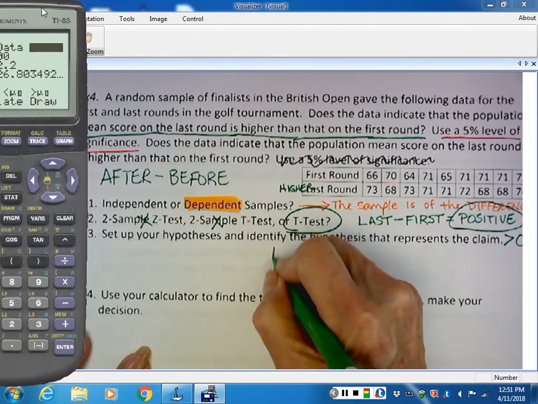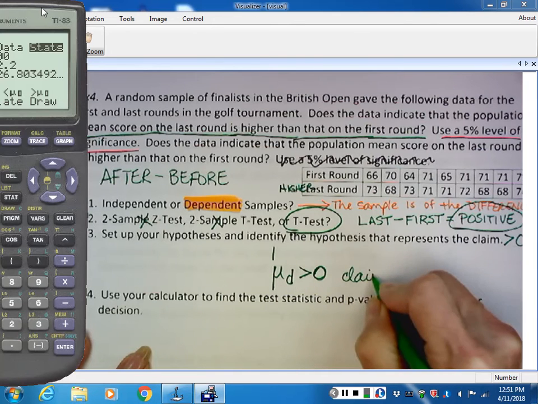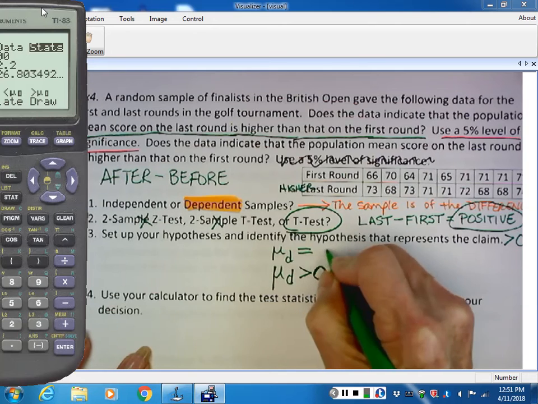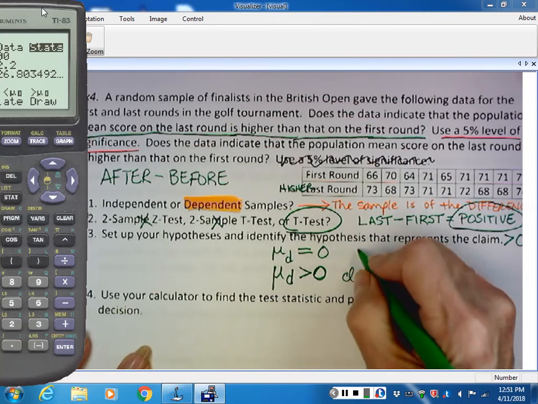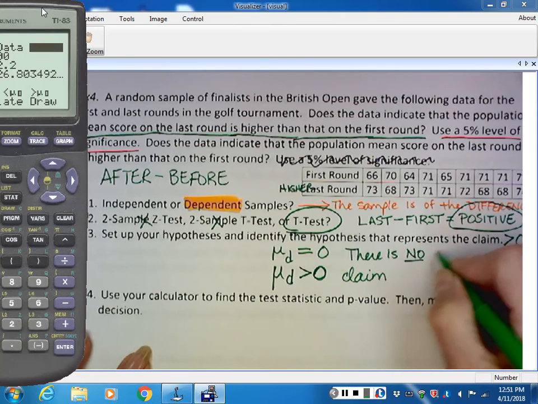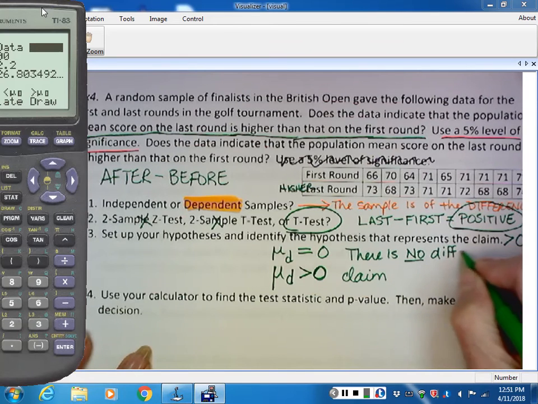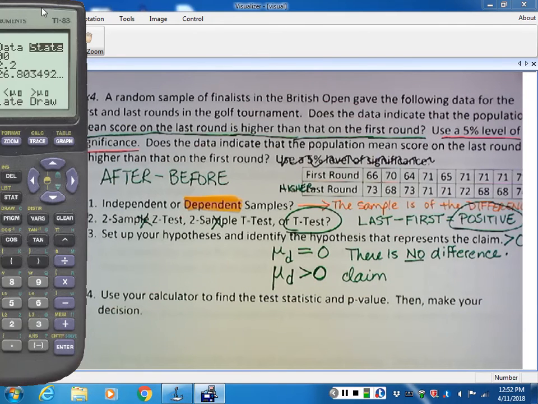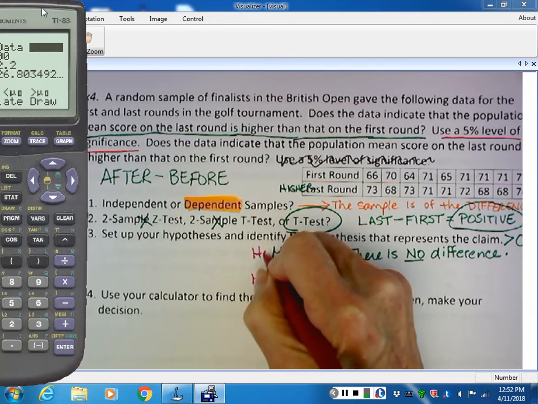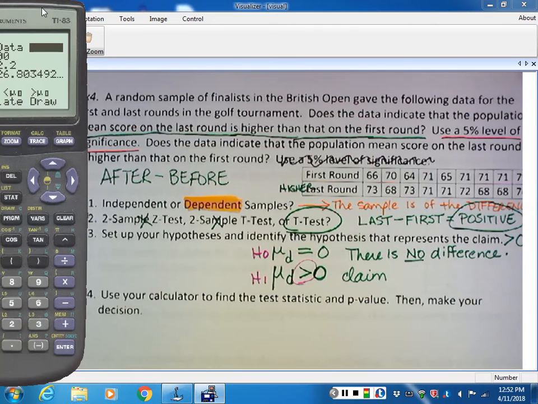And if that's not true, remember this is the claim, then there is no difference. After minus before is going to be the same. And that's what tells us that our claim is H1, because we have the inequality.